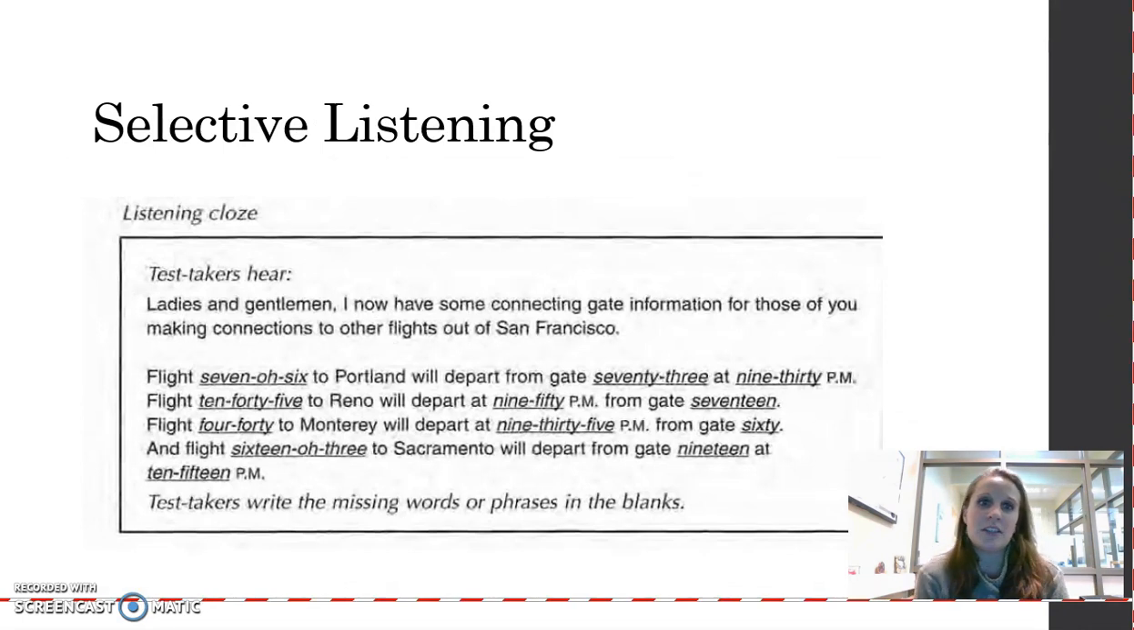Here we have some examples of selective listening. And remember that selective, we said they're going to be a little bit more extensive texts where they have to deal with specific information. And here we have an example where it says, test takers hear: "Ladies and gentlemen, I now have some connecting gate information for those of you making connections to other flights out of San Francisco."